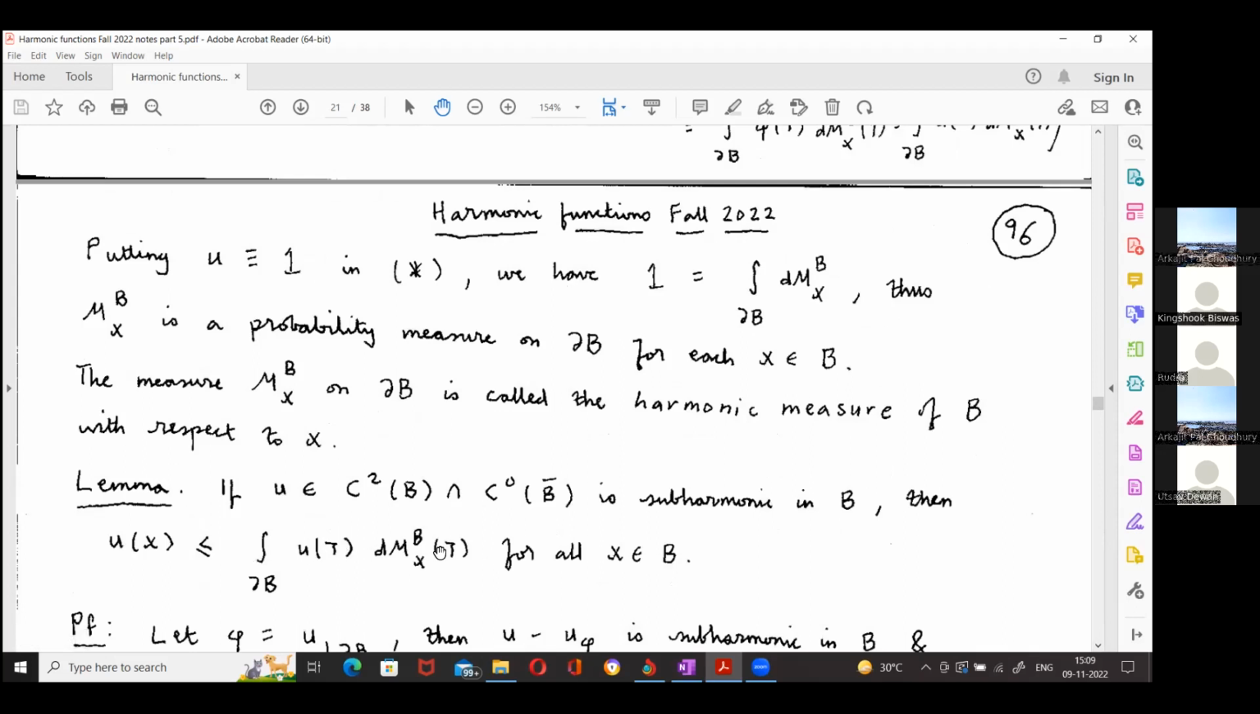Ux is less than or equal to the integral of u xi with respect to harmonic measure. This is a submean value property, right? Except instead of surface area measure, as it would be in Rn if x is the center of the ball, we have the submean value property with respect to harmonic measure. Just like harmonic functions satisfy the mean value property with respect to harmonic measure, subharmonic functions satisfy the submean value property with respect to harmonic measure.